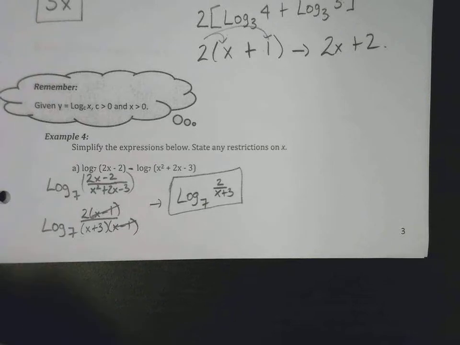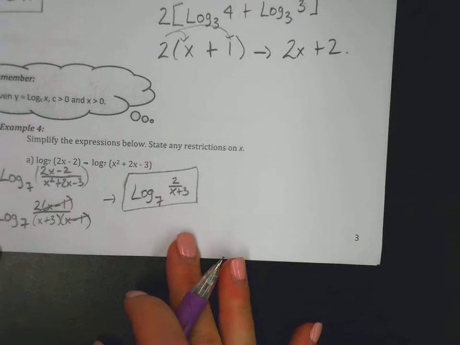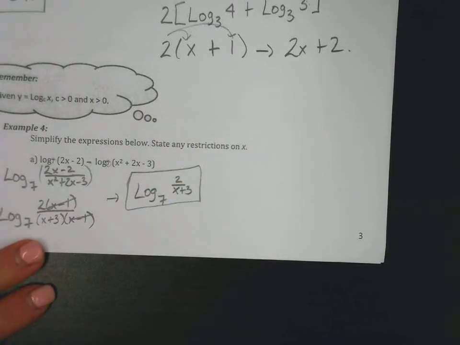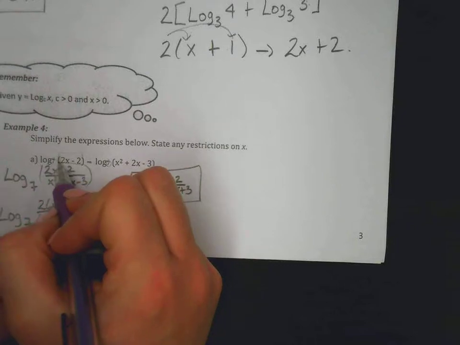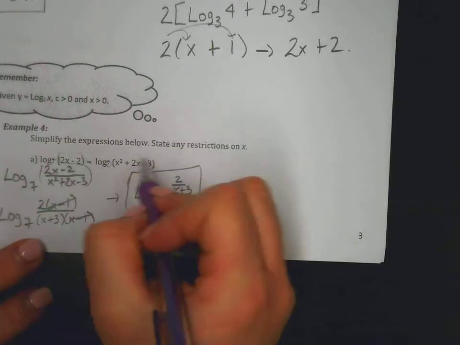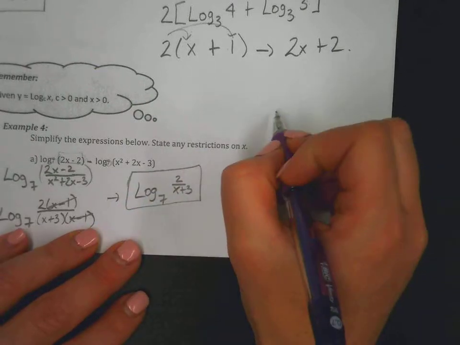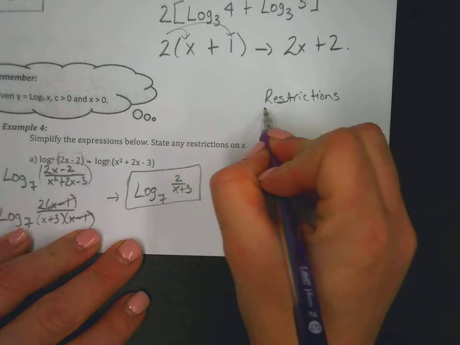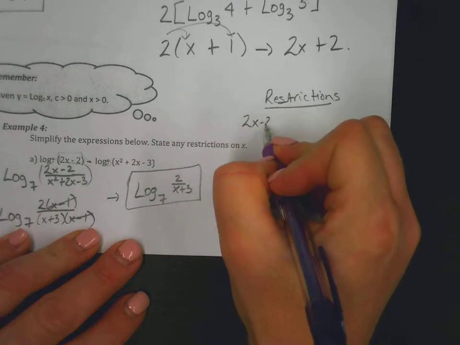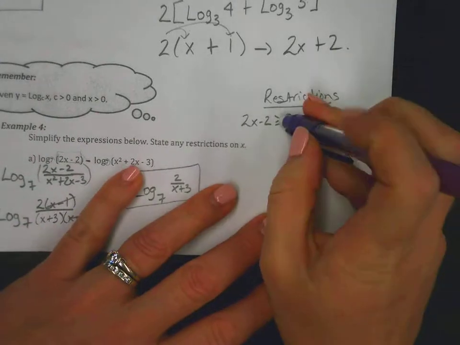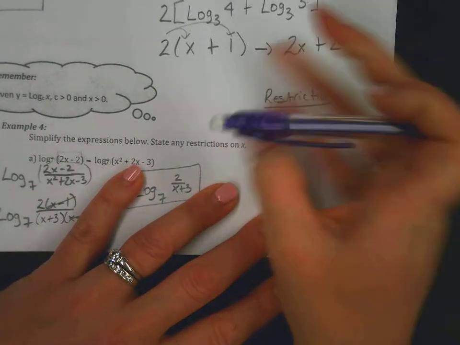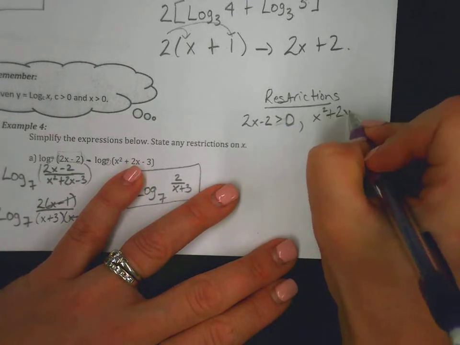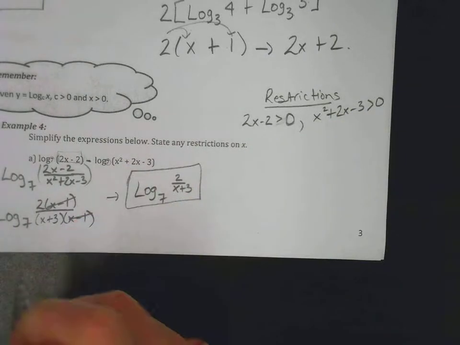Okay, and then it says to state any restrictions on x. Well, restrictions on x: this base, remember, always has to be greater than 0, but so does this expression within our logarithm. This also has to be a positive value. So our restrictions would be the following. 2x minus 2 would have to be a value greater than 0, it can't equal 0 either. Also, x squared plus 2x minus 3 would also have to be greater than 0.